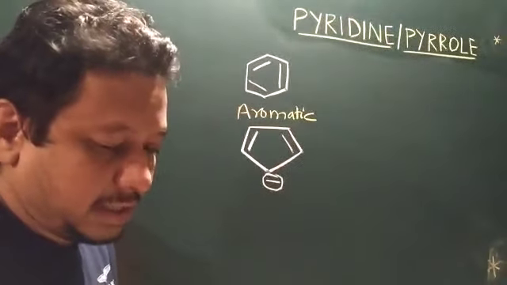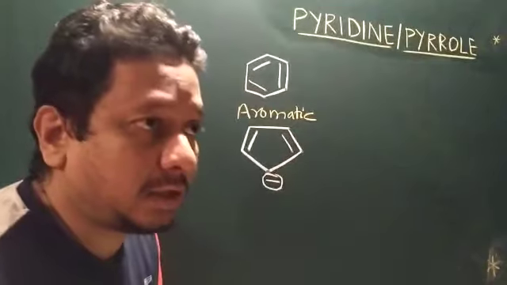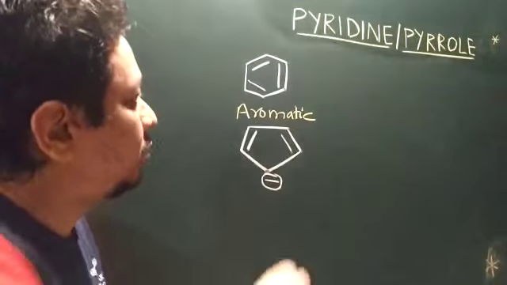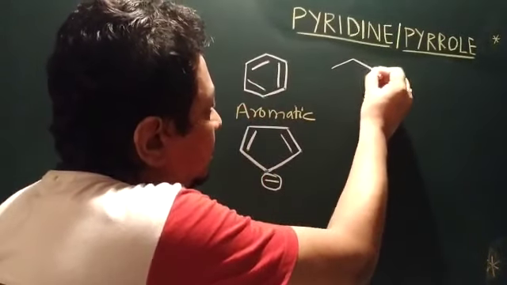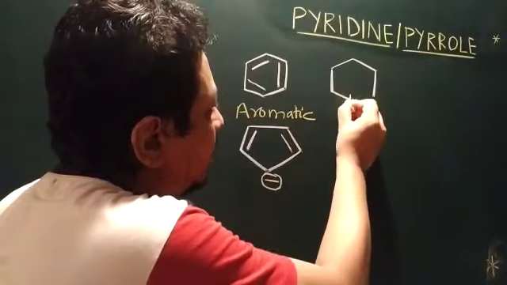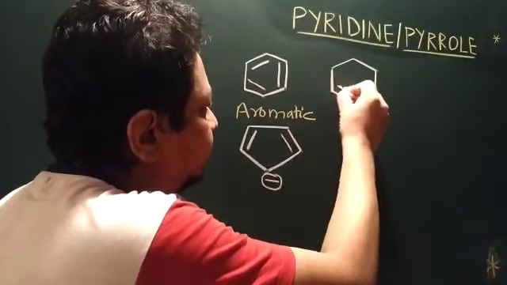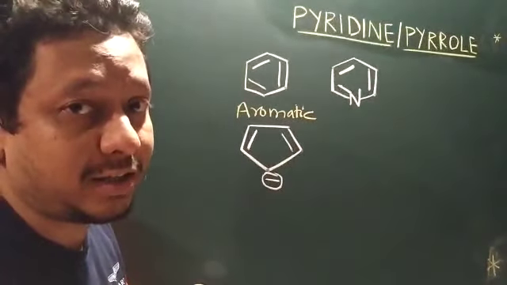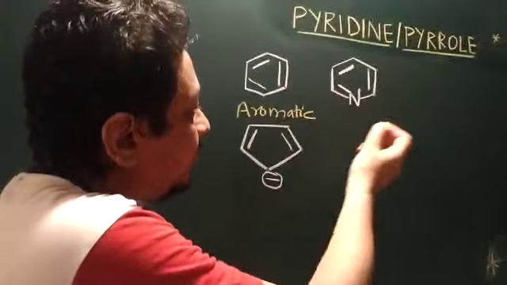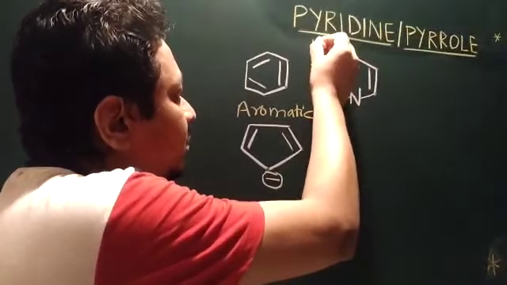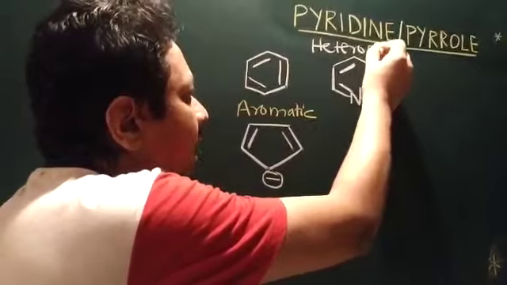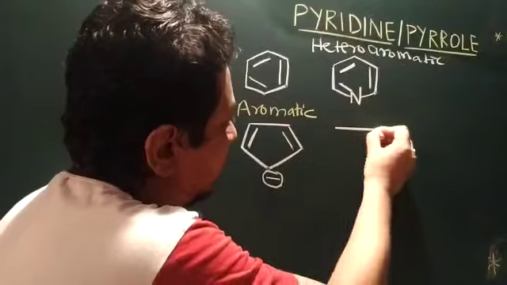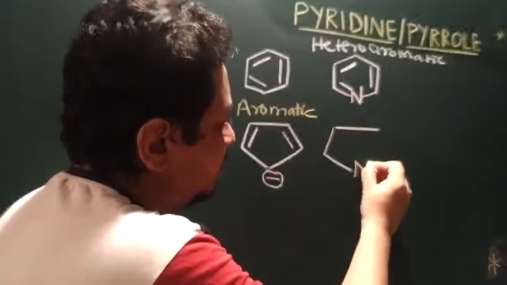Now the moment you insert a heteroatom, that is oxygen, nitrogen or sulfur, inside this aromatic nucleus like this, I'll insert one nitrogen over here, and the moment you insert, it becomes a heteroaromatic nucleus. Okay, that's the birth of heteroaromaticity. So this is known as a heteroaromatic compound. Similarly, I can introduce a nitrogen over here.